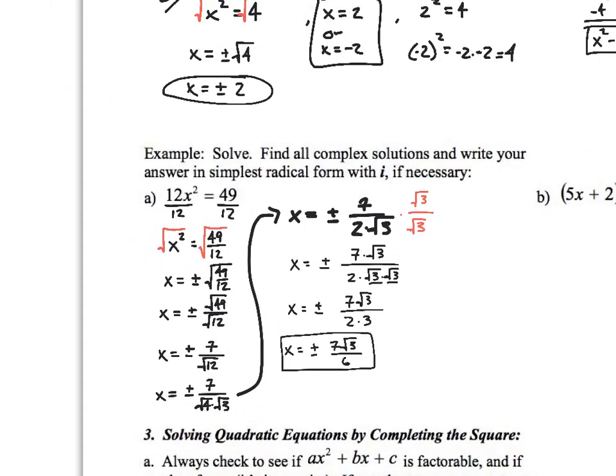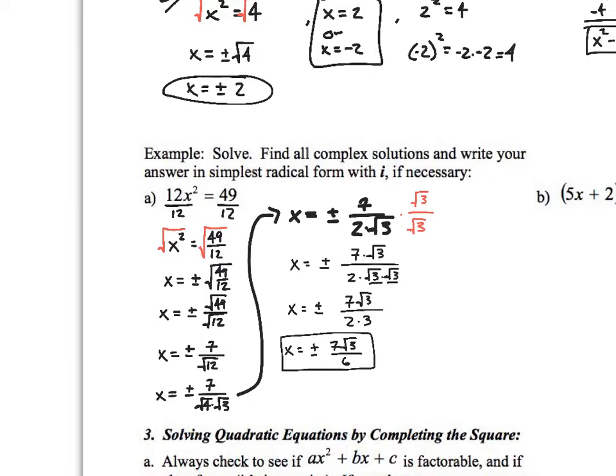Now on this one, because you have a real numbered solution, it's going to be a decimal, but because this is a real numbered solution, let's just go ahead and check the graph on this to see what we get.